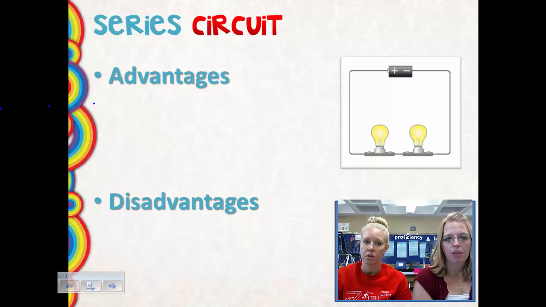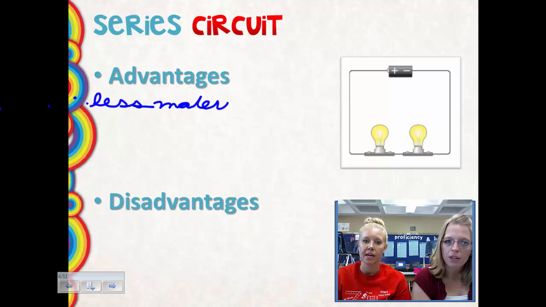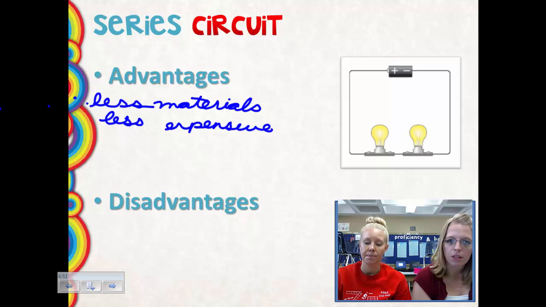So a good thing about this thing, it doesn't take as many materials. So it's not as expensive to build because you just need a couple wires to connect all your bulbs or all your resistors to an energy source. So less materials means less expensive.